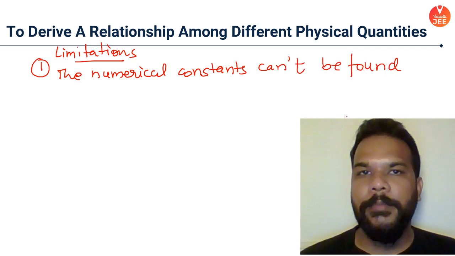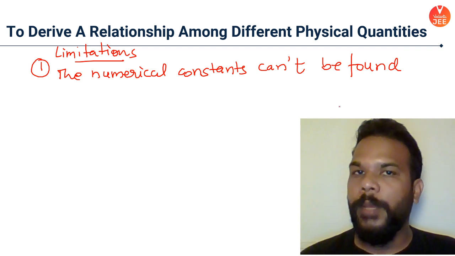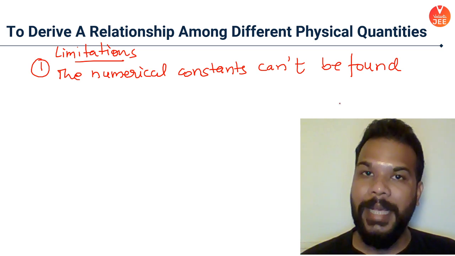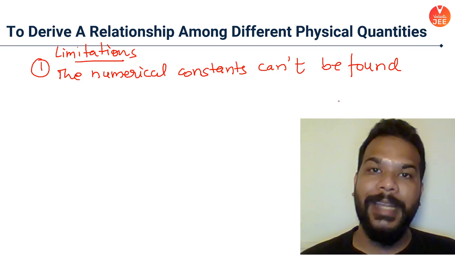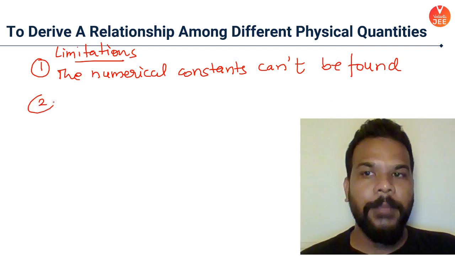Means what? Say we know that the formula for kinetic energy is half mv square. So you will be able to derive the expression where kinetic energy will be depending on mass and velocity as mv square, but you will not be able to find that half to be present in the formula. Okay, because that is something that you find experimentally.